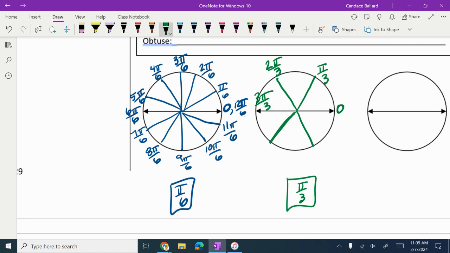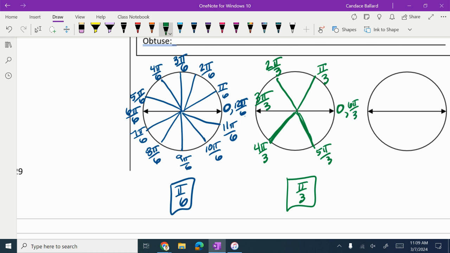What's my next wedge? 4. Good. 4 pi over 3. And then what's my next wedge? Good. And it's always good to go the whole revolution so you can check to make sure you did it right. Okay? What's the last one going to be?